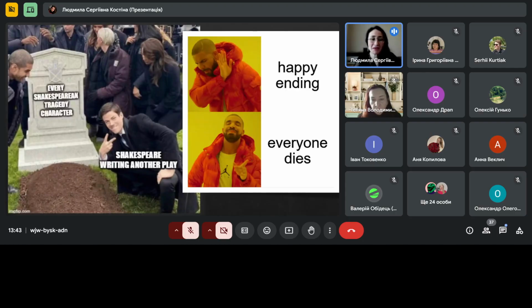Another 2 funny memes. Well, on the left side, you can see a tomb with a statement that here every Shakespearean tragedy character is buried. And a man who embodies Shakespeare writing another play. I think that's an element of black humor. Well, and on the right hand, well, we are not happy. We are confused when we have a happy ending, yes, but we are so glad and happy when everyone dies. Maybe in Shakespeare's plays, right? So that's the idea. Black humor.